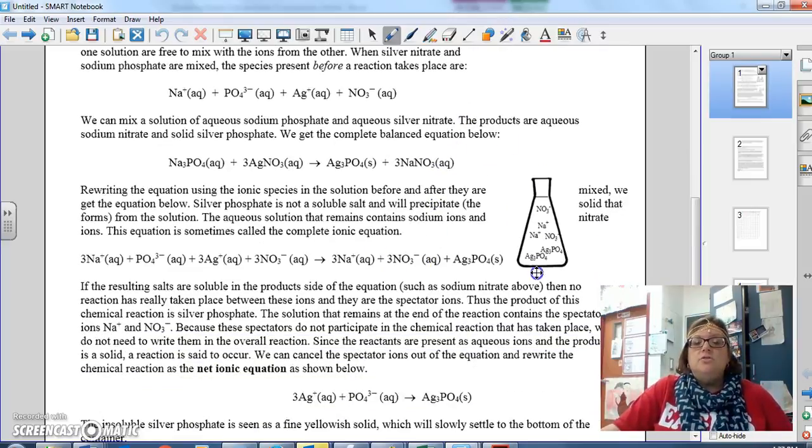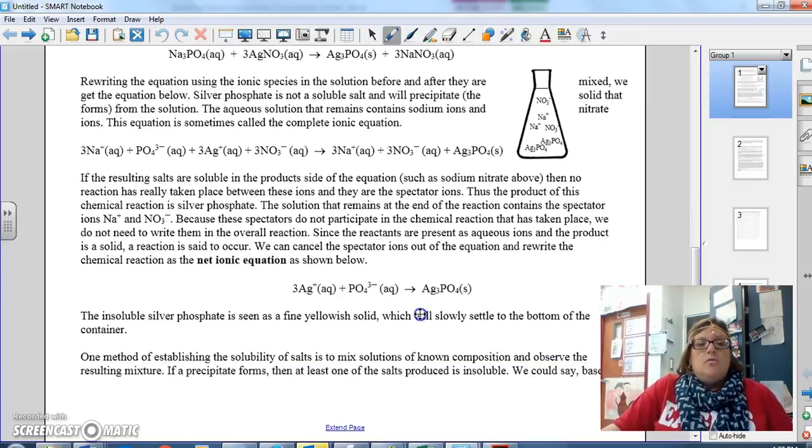Now, if we mix the 2 solutions, you'll notice at the bottom of this flask, the silver and the phosphate have clumped together and settled to the bottom. They have formed a precipitate. The sodium ions are still swimming around there. The nitrate ions are still swimming around in there.